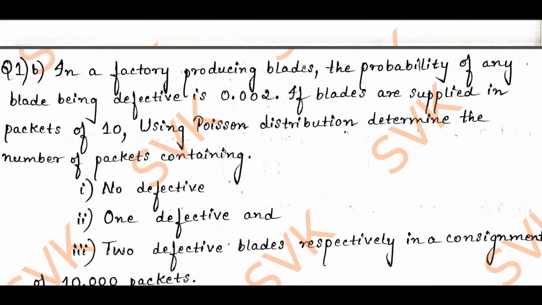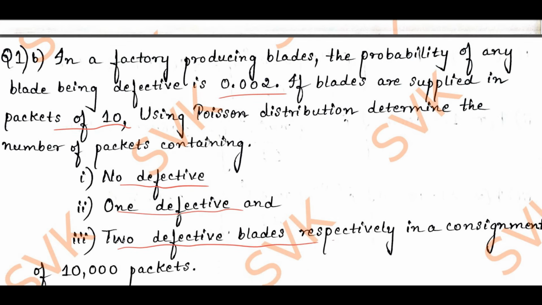Moving on to question number 1b. In a factory producing blades, the probability of any blade being defective is 0.002. If the blades are supplied in packets of 10, using Poisson distribution, determine the number of packets containing no defective, 1 defective and 2 defective blades respectively in a consignment of 10,000 packets.